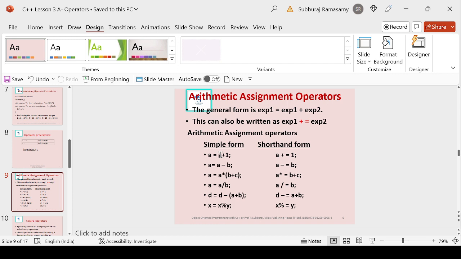Because the A is there on the right hand side, which is also the left hand side, in which case you can write it in a shorthand form. A is equal to A star B plus C, you write A star equal to B plus C. A is equal to A by B, A slash equal to B. D is equal to D minus A plus B, so D minus equal to A plus B. X is equal to X percentage Y, so X percentage equal to Y. So this way you can write the expressions in a shorthand form. So that's called arithmetic assignment operators.